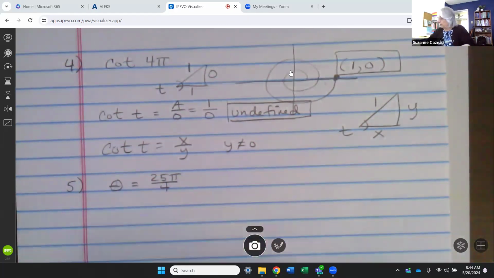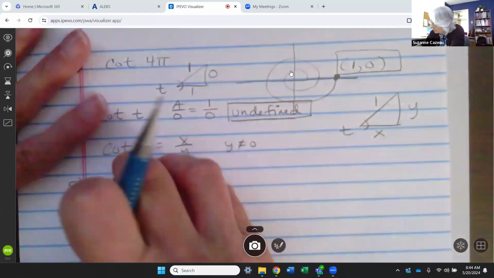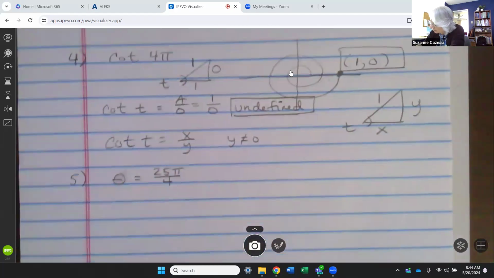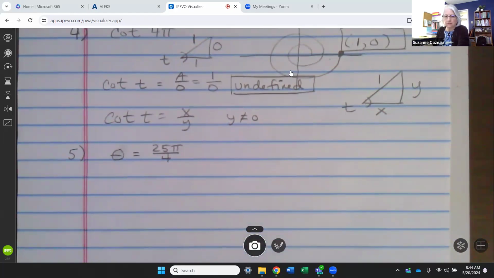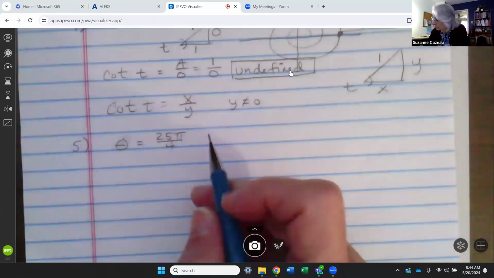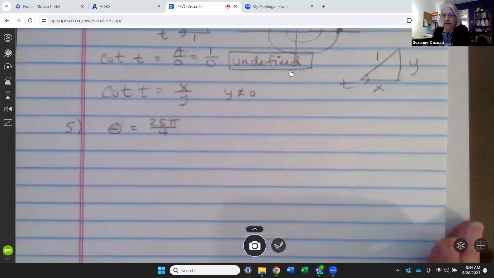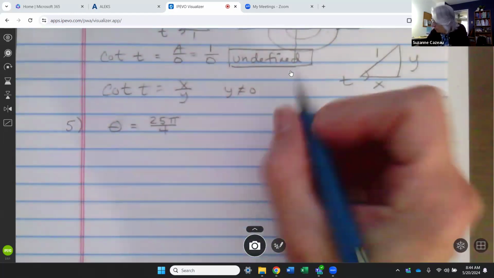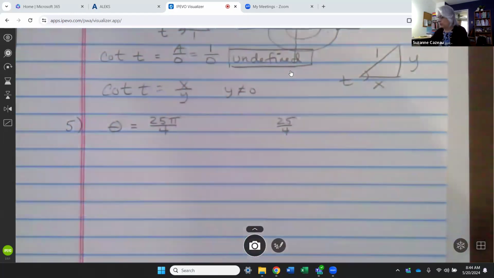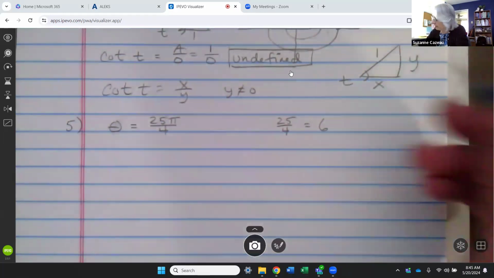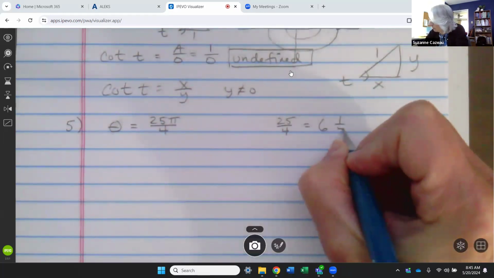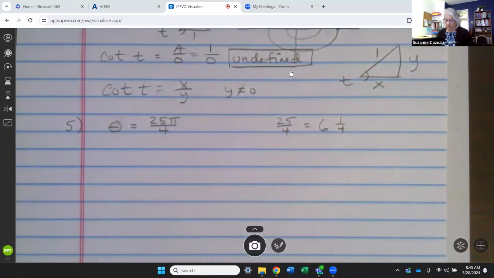So what I like to do for these is rewrite this as a mixed number, 25 over 4. So 4 goes into 25 how many times? Well, 6 times 4 is 24, right? So 6 times 4 is 24, and then there's 1 left over to get to 25. So that's 6 1/4.